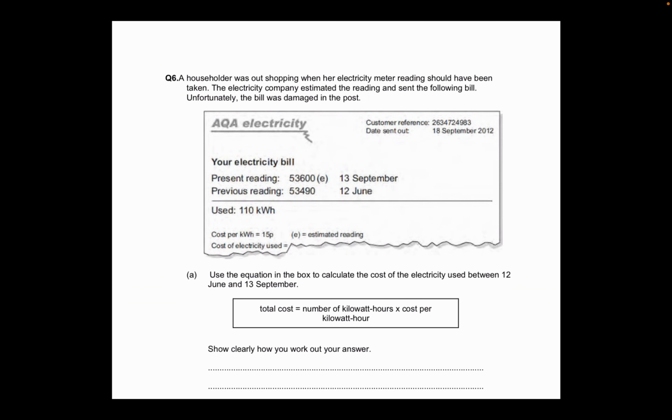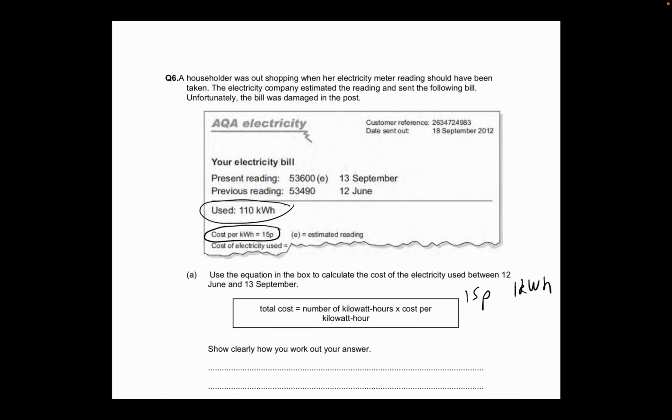We are given the number of kilowatt hours, about 110 kilowatt hours. So what are we going to do? We have to find out the cost per kilowatt hour. If you can see clearly, it's about 15 pence per kilowatt hour. So you have 15 pence per 1 kilowatt hour.